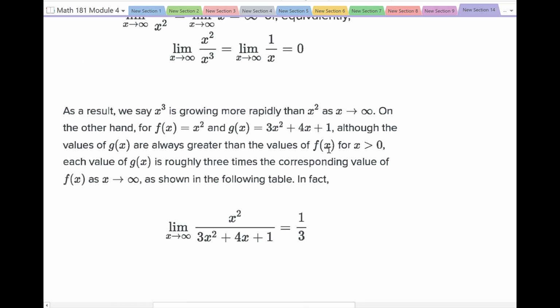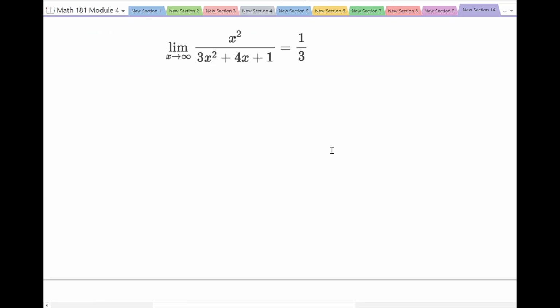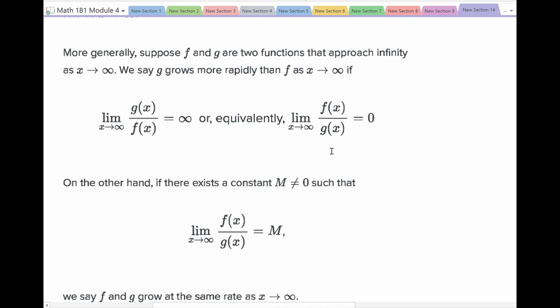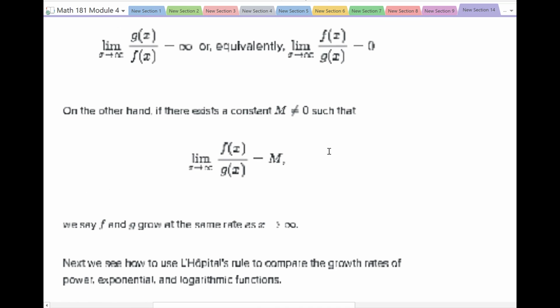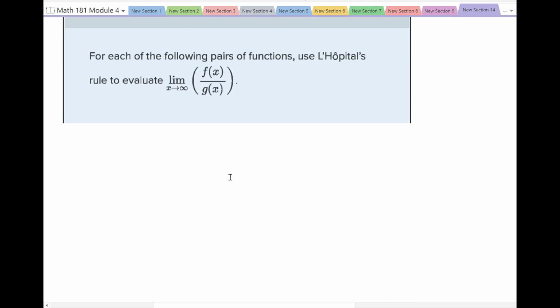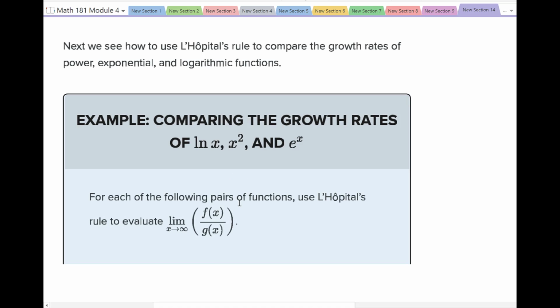But what if we were comparing an x squared and an e to the x? Well, it's going to grow faster. So we can use L'Hopital's rule to find out if one's growing faster than the other. If the limit goes to infinity, the top's growing faster. If it goes to 0, the bottom's growing faster.